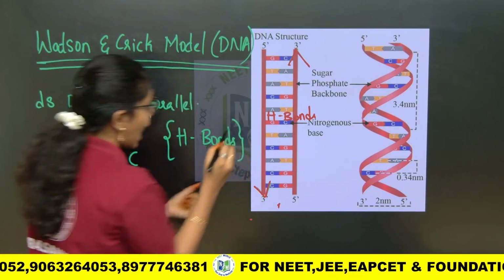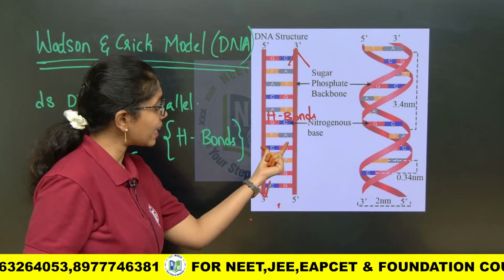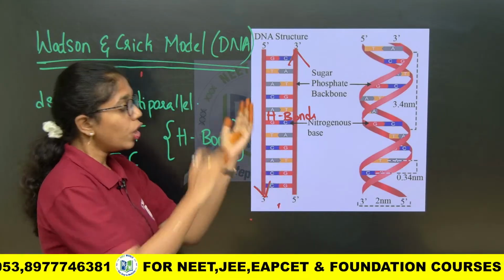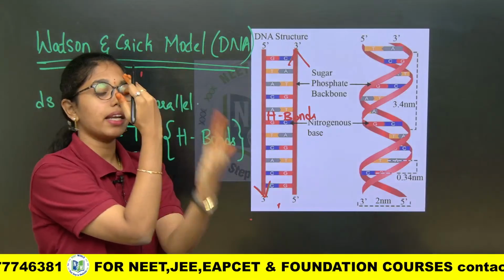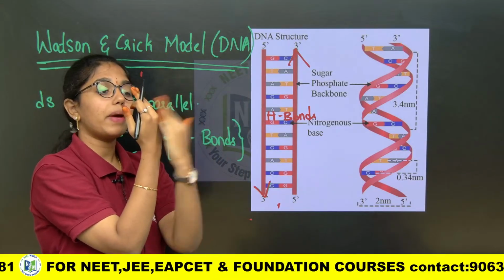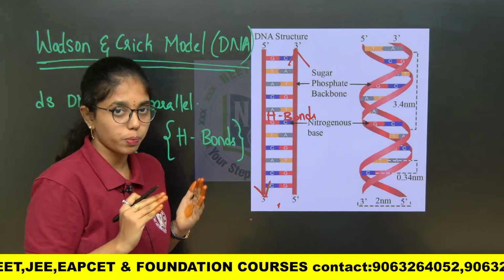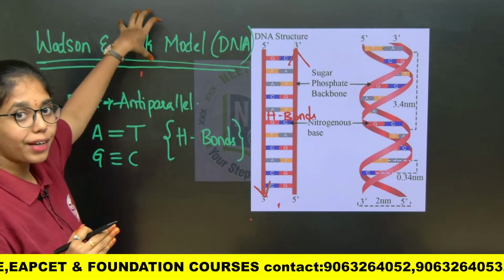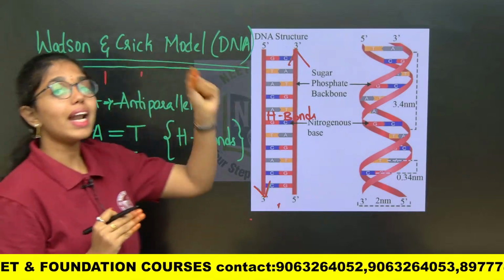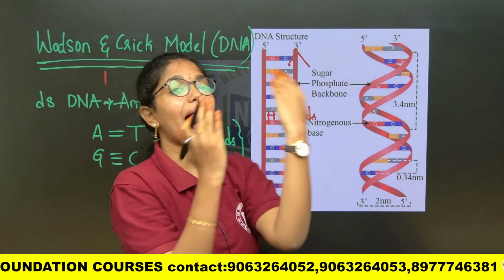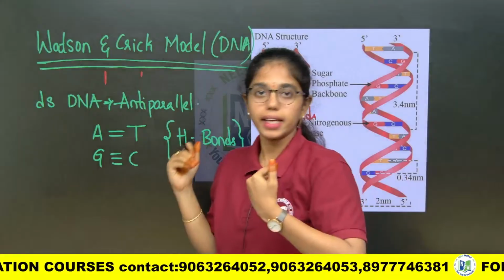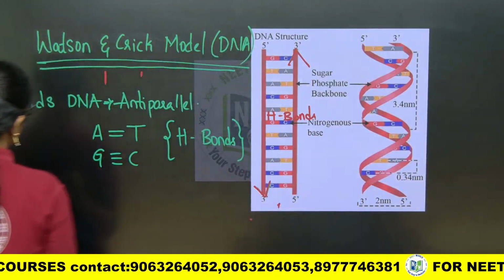As such, 2 nitrogen bases at the center are getting connected, and at the peripheral side, what will be exposed? Sugar and phosphate groups will be exposed. So, that is why in the Watson and Crick model they said that sugar and phosphate groups are the backbone of this double stranded DNA.